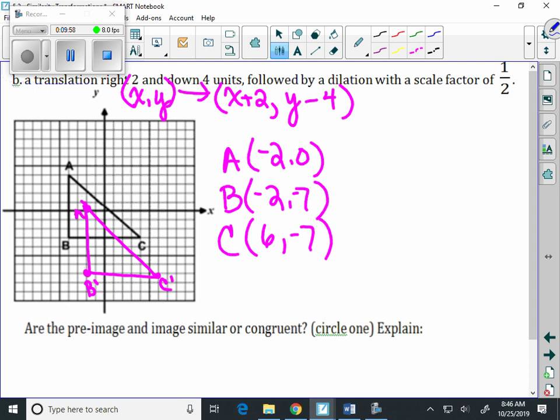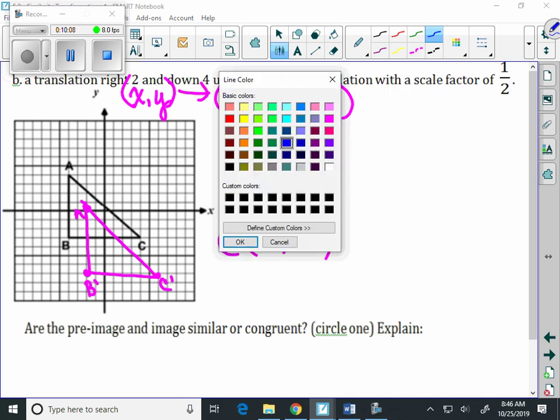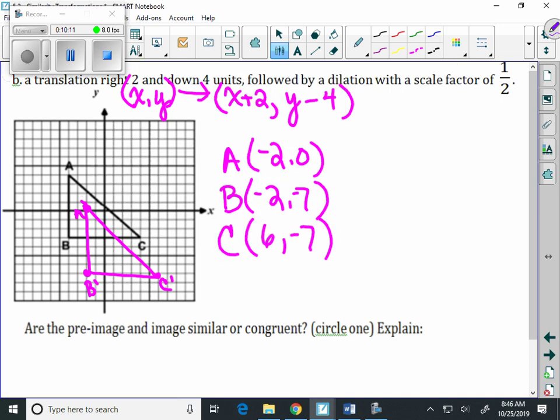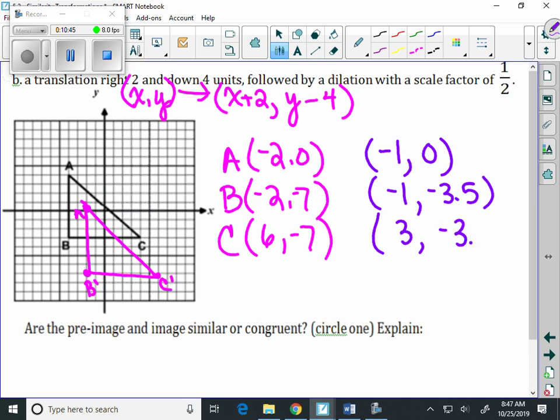So here's our figure, and again what we're going to do is dilate this. That's going to mean for us that we are going to make it smaller in this case. We're going to multiply every value in these ordered pairs by 1/2. Half of -2 is -1. Half of 0 is 0. Half of -2 is -1. Half of -7 is -3.5. Don't forget to use Desmos if you need to multiply these and you can't without the help of a calculator of some sort. And half of 6 is 3, and half of -7 is -3.5.